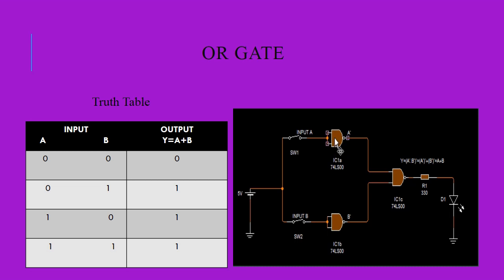We know this is an inverter circuit and this is also an inverter circuit. So if this input is A, from the output terminal we get A bar. If this input is B, from the output terminal, that is here, we get B bar. So this A bar and B bar is now connected with the input terminals of this NAND gate.